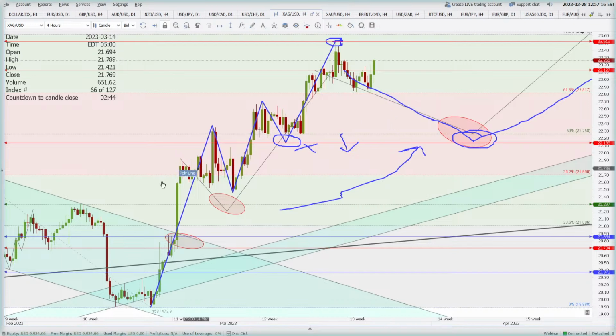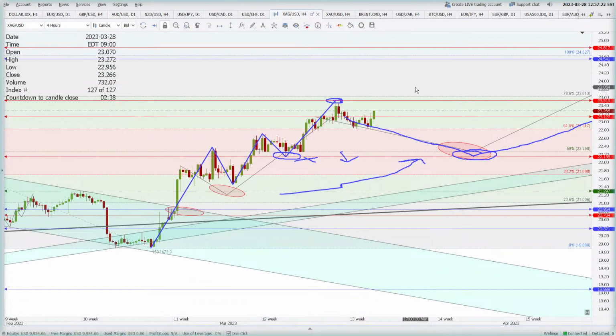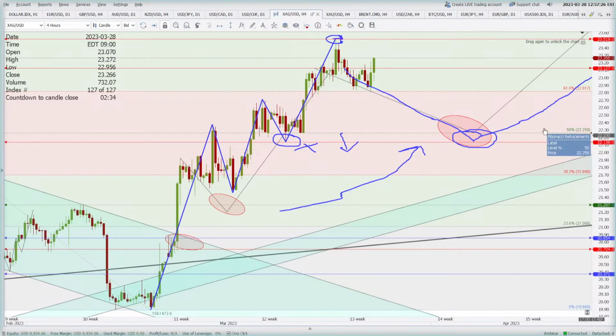What do you guys think? What do you think, that the silver will be able to break above this 23.51 to go to 24.54? Or do you think that it will just go in the trajectory that Rakesh has mentioned before? What do you think, guys? Let me know in the chat.